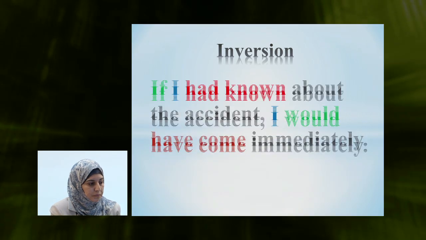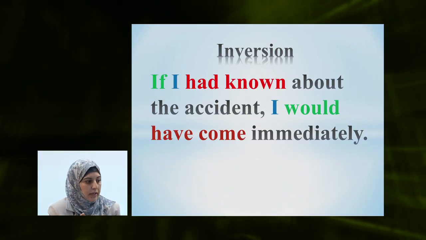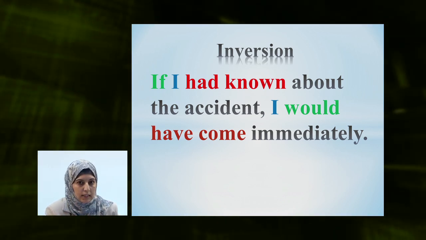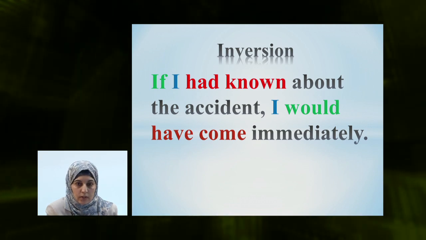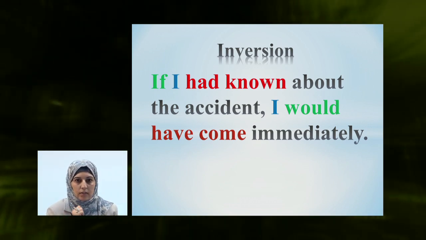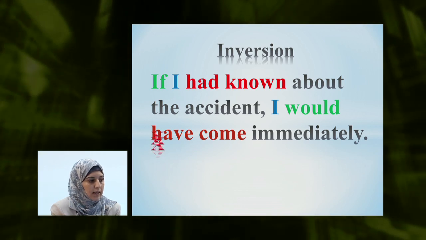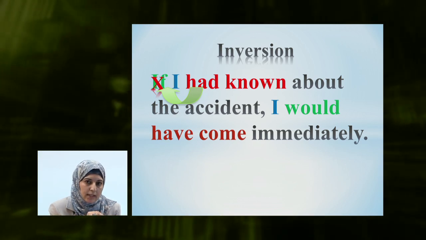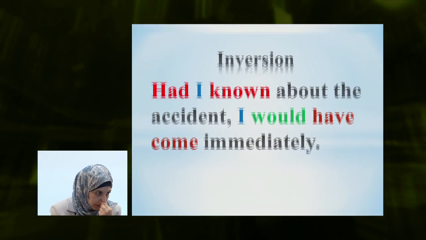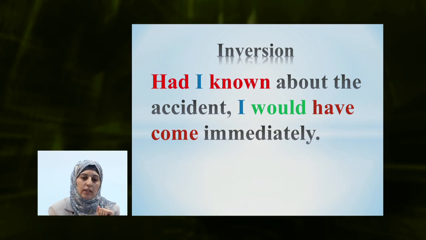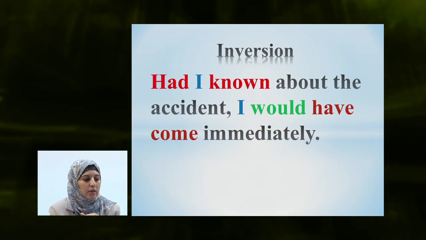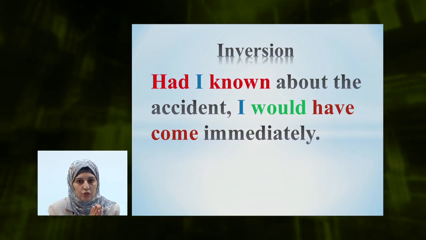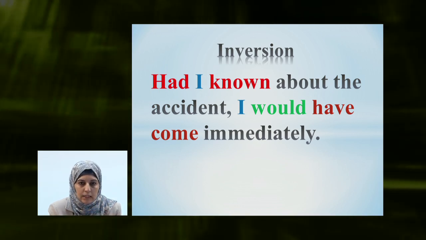Note here in conditional type 3 we have something called inversion. What is inversion? In a sentence like, if I had known about the accident, I would have come immediately. You notice here that we start with if, subject, and had. There is a case where you drop if, swap between subject and had. So you have, had I known about the accident, I would have come immediately. So we drop if, we start with had, then the subject. Of course, grammatically, it's completely correct.